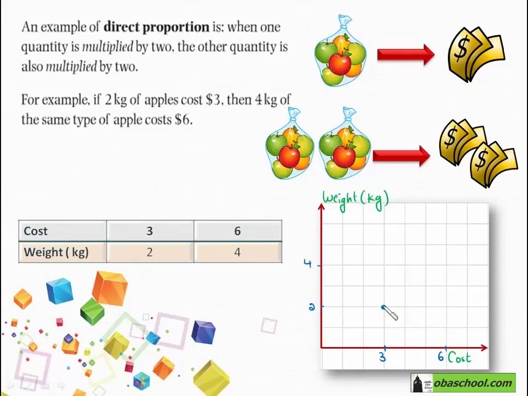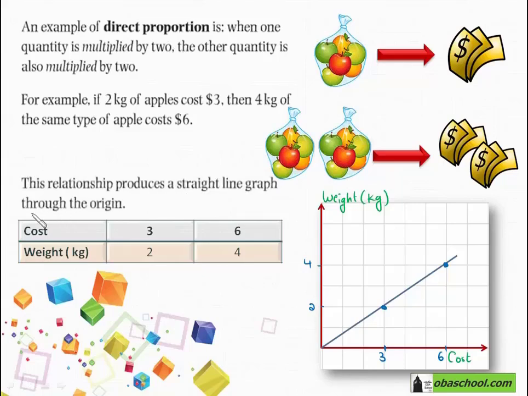When the cost was $3, the weight was 2 kilograms. When the cost was $6, the weight was 4 kilograms. When we connect the dots, we get a straight line passing through the origin. Thus, the direct proportion is represented on a graph by a straight line passing through the origin.